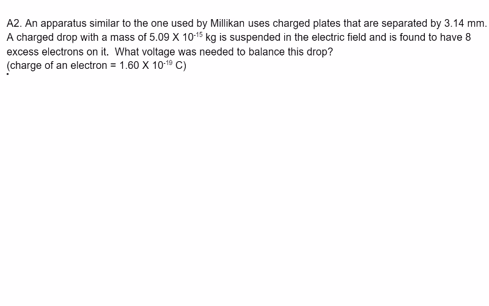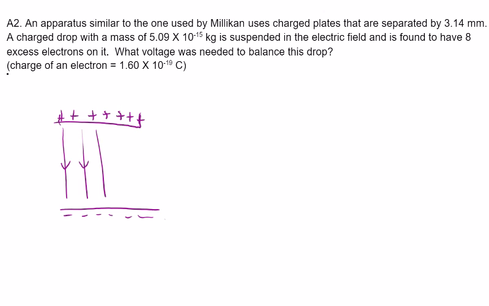This one's kind of another neat one. So we're going off of the Millikan experiment. The Millikan experiment had these two charged plates. One of them was positive, usually the top plate, and then another plate that's negative. And the idea is there'd be an electric field being produced between these.